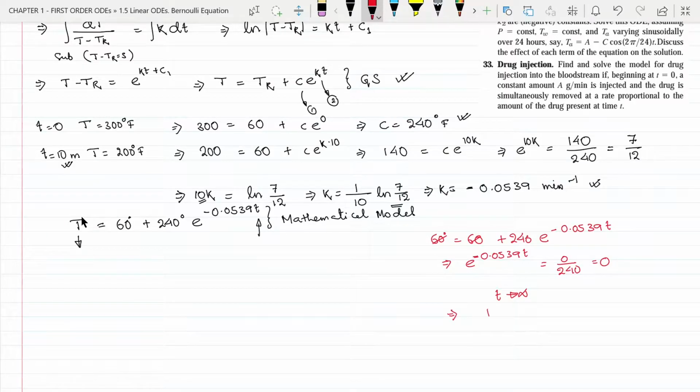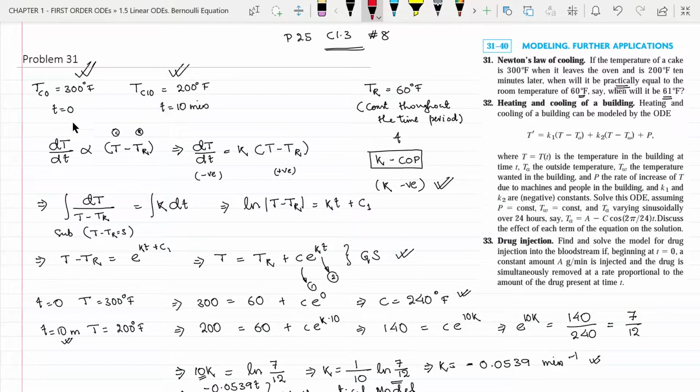That means this is 1 by e to the power 0.0539 t, and this term tends to 0 as t tends to infinity. So from this we can see that the cake will reach exactly the temperature of the surrounding, or exactly the temperature of the room, at time t equal to infinity. That is, the cake starts at 300 at time t equal to 0, reaches 200 after 10 minutes, but to reach exactly the room temperature it will take an infinite amount of time.